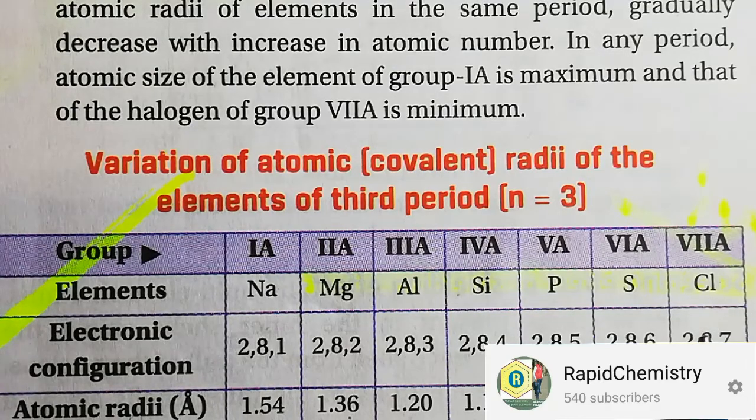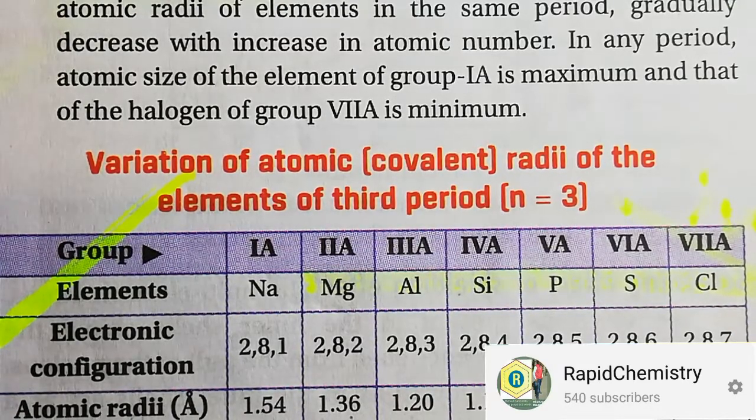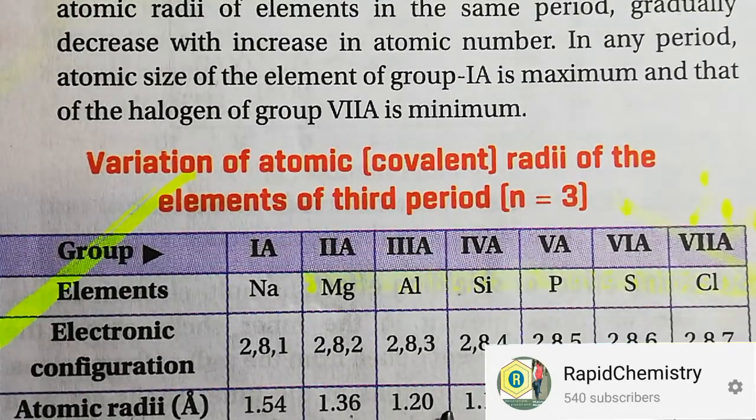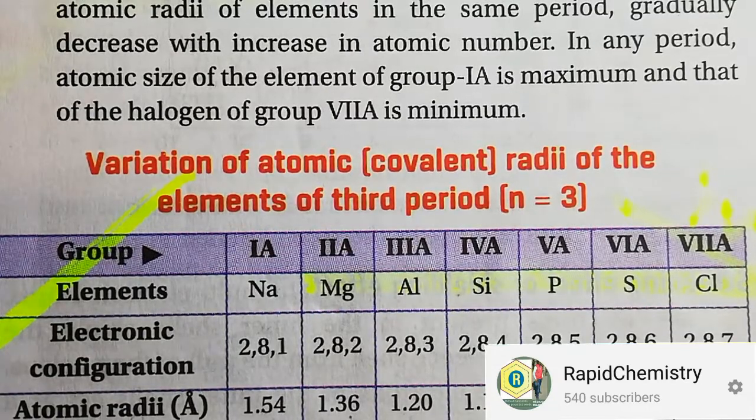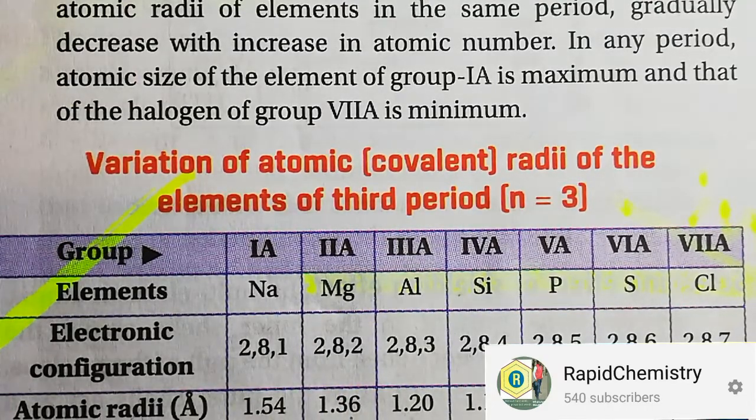If you observe their atomic radii as given, you will find it is getting decreased. So 1.54, 1.36, 1.20. That means the atomic radius decreases from left to right in a period. And why is it so?